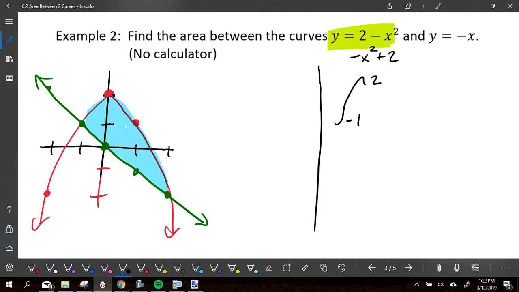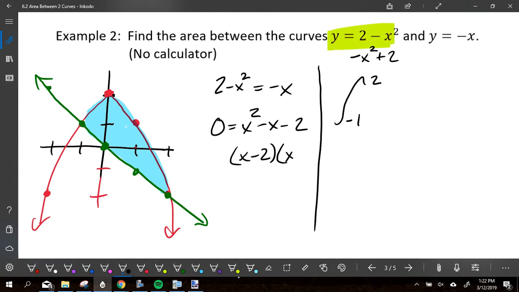If we weren't sure, again, we could take both lines and set them equal to each other. Let's move everything over, so it's going to be 0 equals x squared minus x minus 2. Factor. Hey, guess what? I got x is equal to 2 and negative 1. We knew that, but we could solve it anyways. Okay, in order to find the intersection point, we could set them equal to each other and solve. But we could look at our picture because we drew a nice picture.